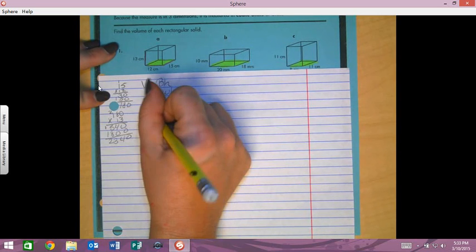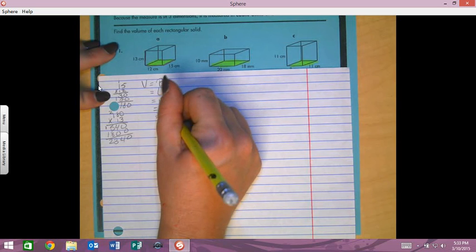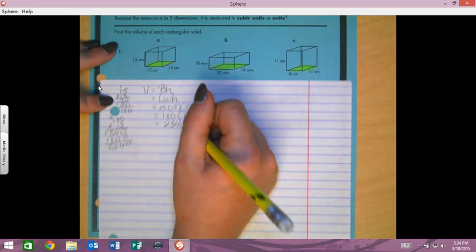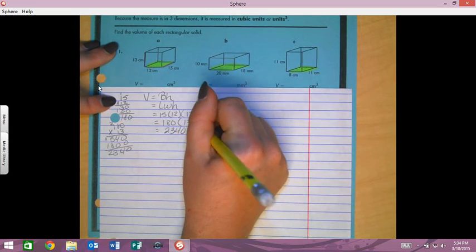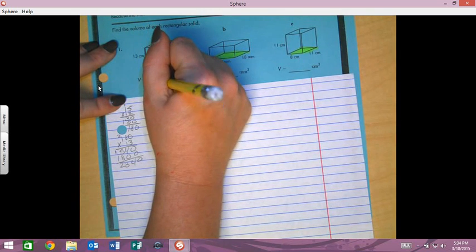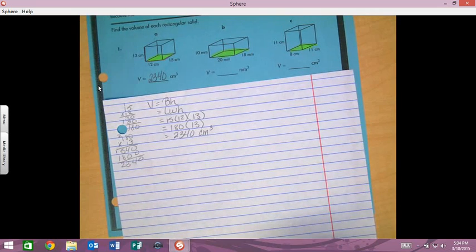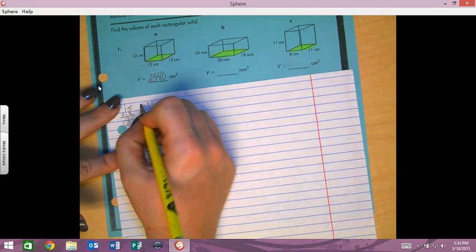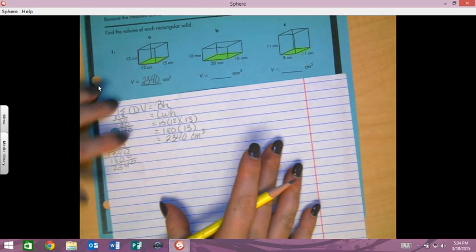So our final answer is going to be 2,340. And our units are centimeters, and volume is always cubed. So your final answer should be 2,340 cubic centimeters. Nice of them to write it in for you. So that was number 1. I'm going to work number 2 with you.